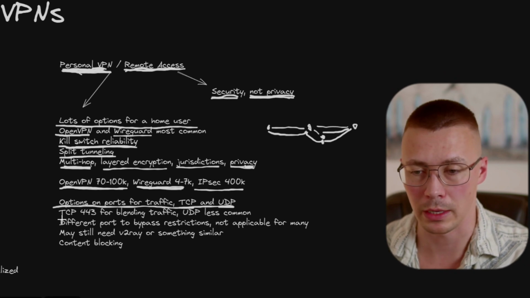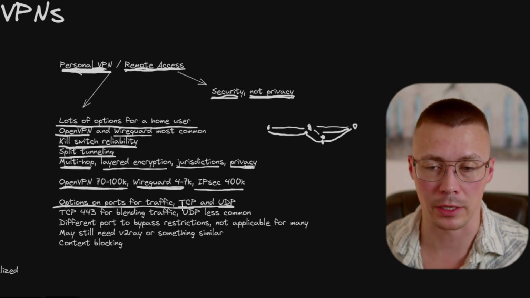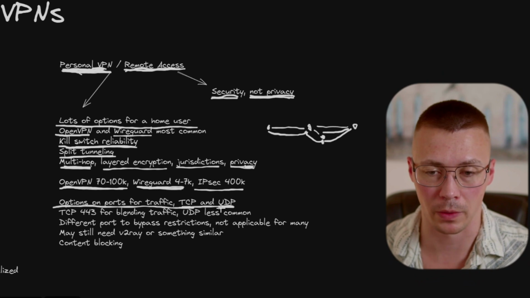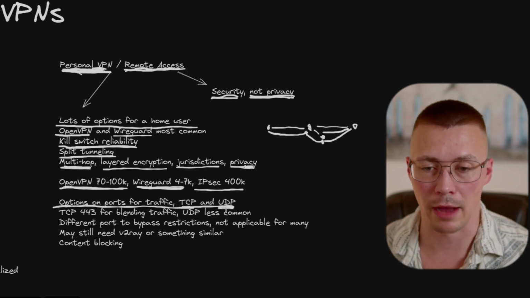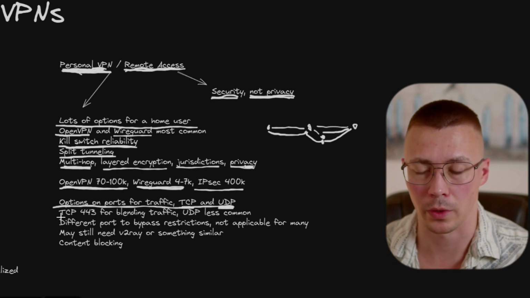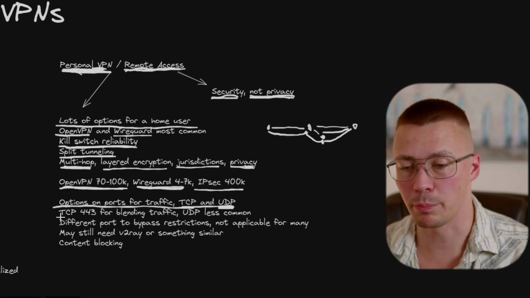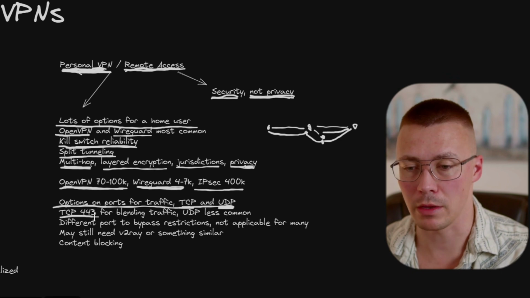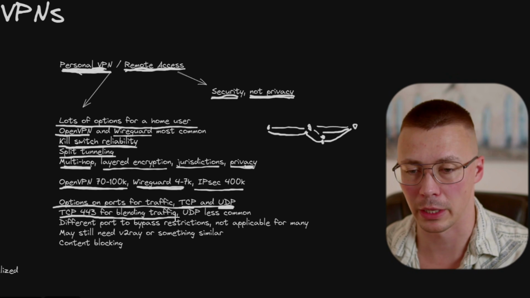and I personally prefer to use TCP. But there are cases where you might not be able to use TCP, so for example, on WireGuard, you might only have the option of being able to use UDP. Again, it's going to depend on your VPN provider. Now, as far as the ports go, TCP on port 443 is really good for blending traffic.